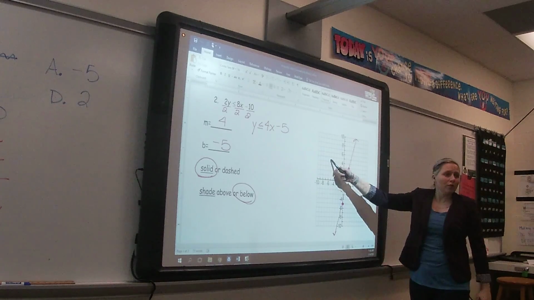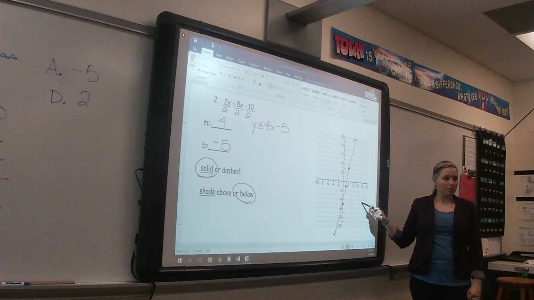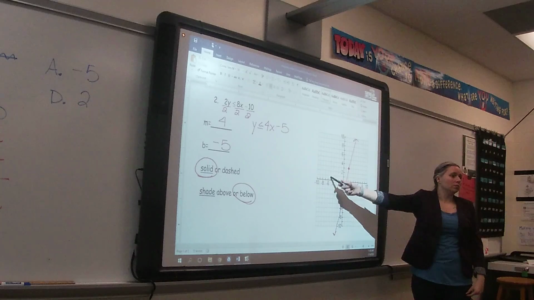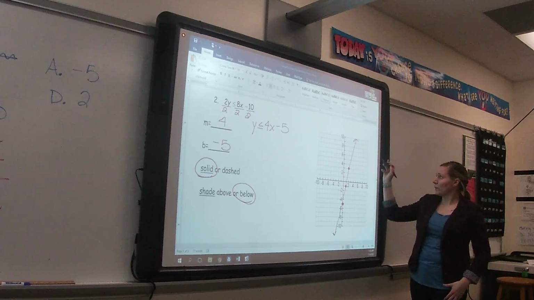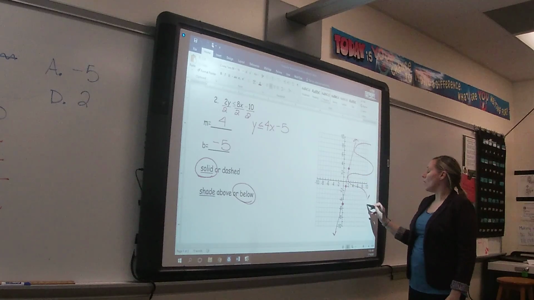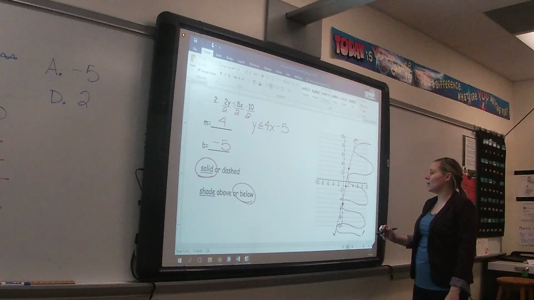Am I shading 1 over here or 2 over here? 2. Two. 2's below. We're okay with that. All the way up to the line, all the way across the graph.